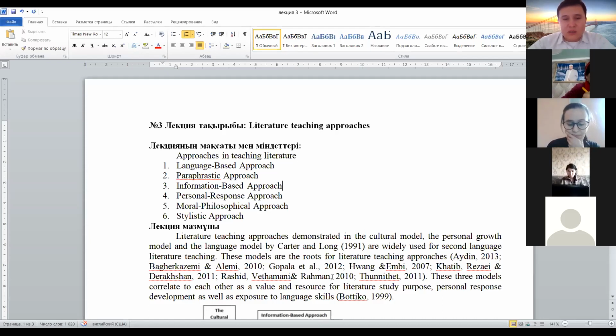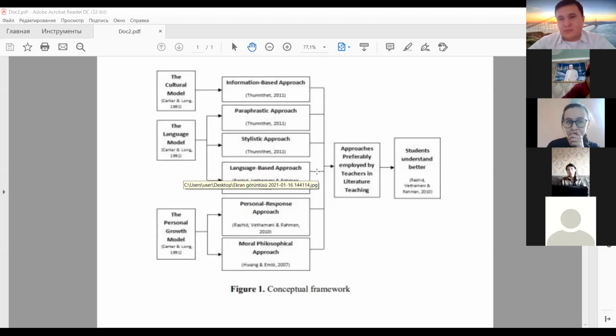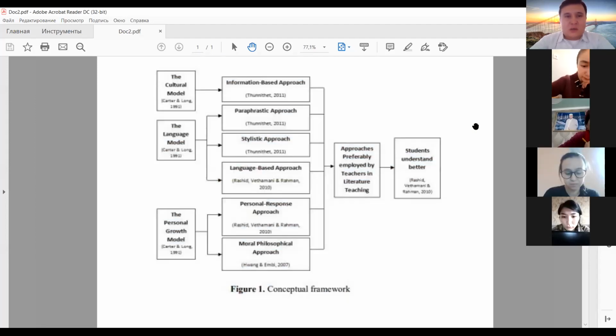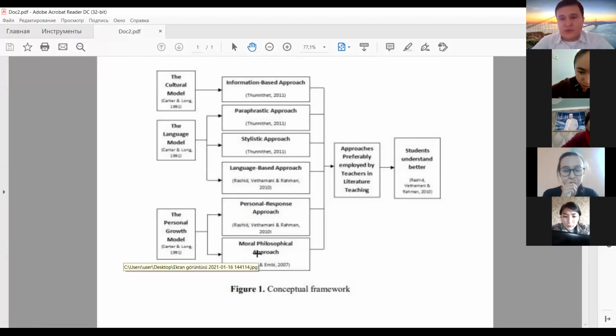Right now, I would like to turn off my demonstration and demonstrate another window. Here, as you can see, we have a model, we have a figure. Can you see it? Is it visible to you? Yes, it is. So these are the approaches given in our lesson plan today: information-based, paraphrastic, stylistic, language-based, personal response, and moral philosophical approaches of teaching literature in English classes for second language learners, of course.